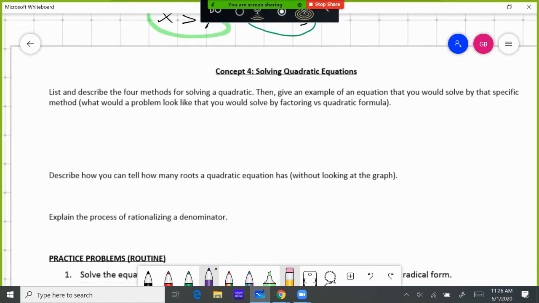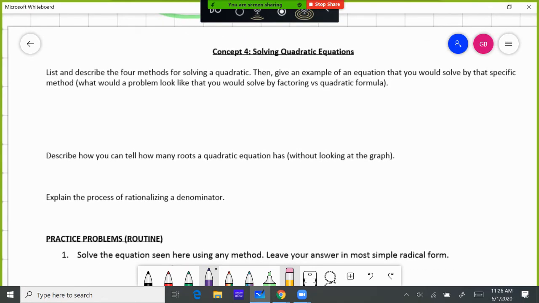Concept 4. Solving quadratic equations. List and describe the 4 methods for solving a quadratic equation. Then give an example of an equation that you would solve by the specific method. What would a problem look like that you would solve by factoring versus quadratic formula? Okay. So this is 4, but you actually only need to know 3 for the final.